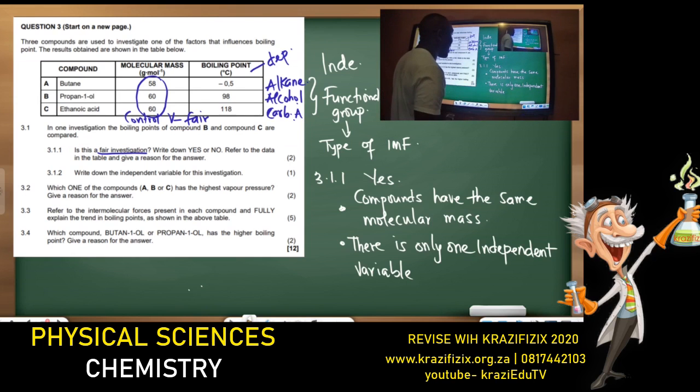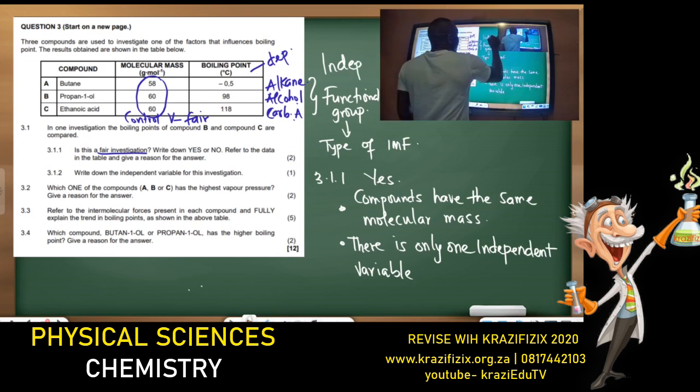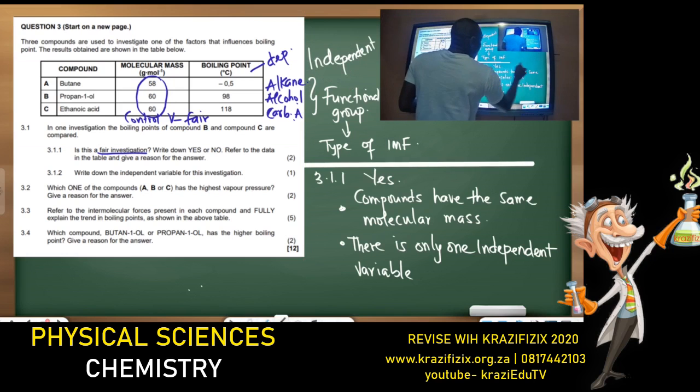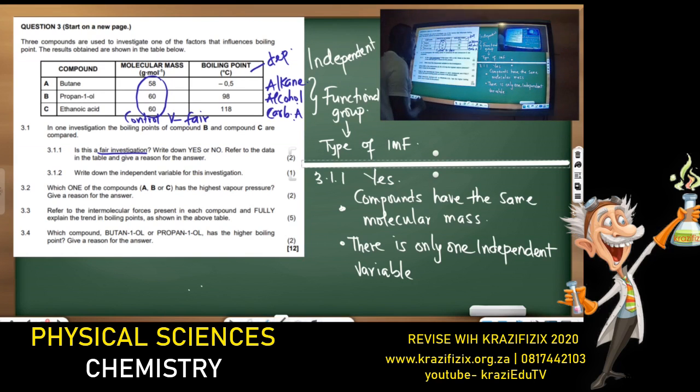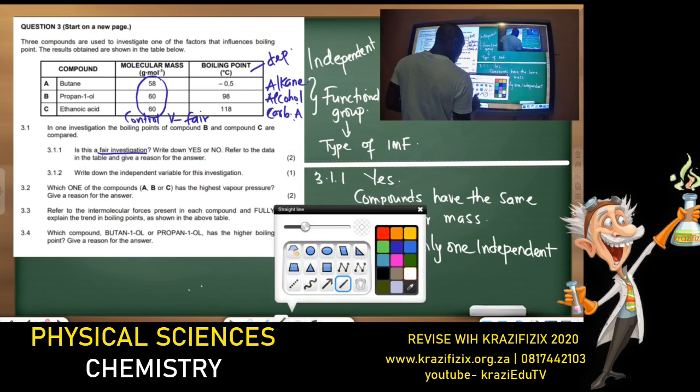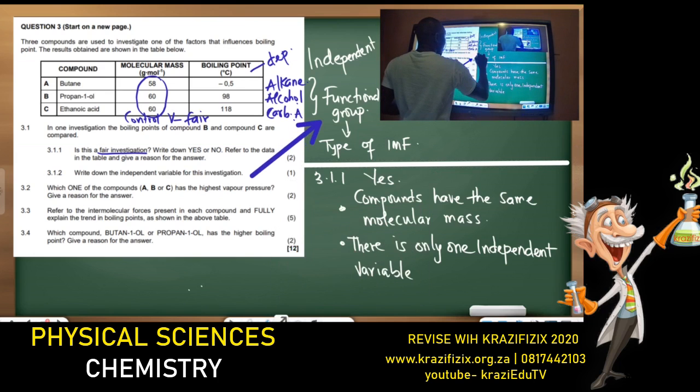Write down the independent variable. Guys, I think that has already been answered. What's my independent variable? Functional group or type of intermolecular force. Whatever it is that you're changing becomes your independent variable. Let's write it. Independent variable: functional group or type of intermolecular force. That is 3.1.2. I'm just going to put an arrow there to let us know that that's the answer.